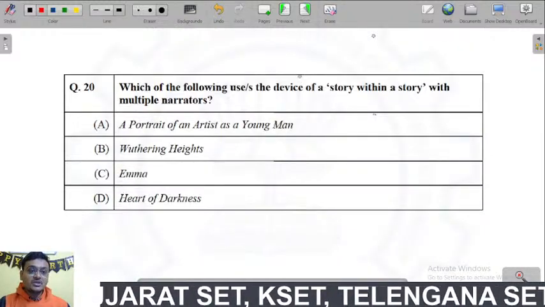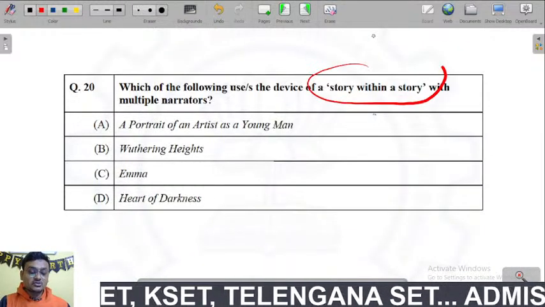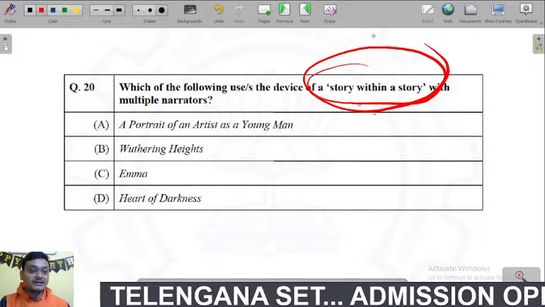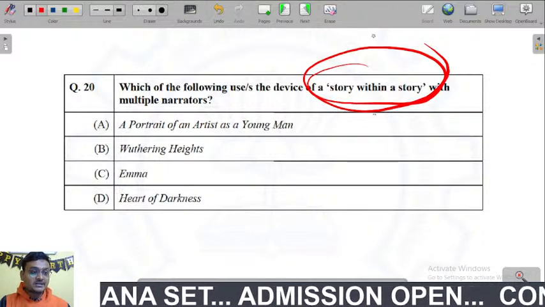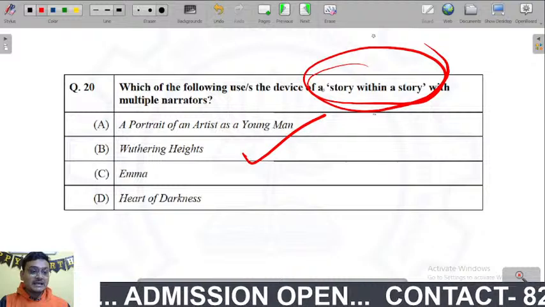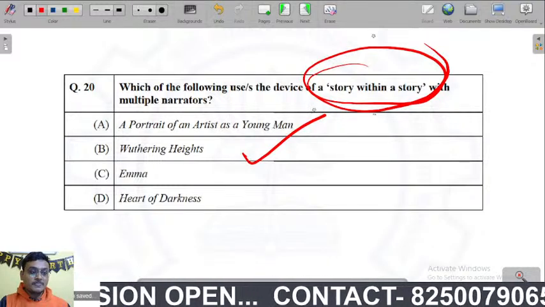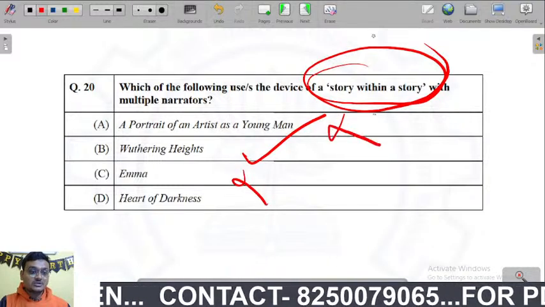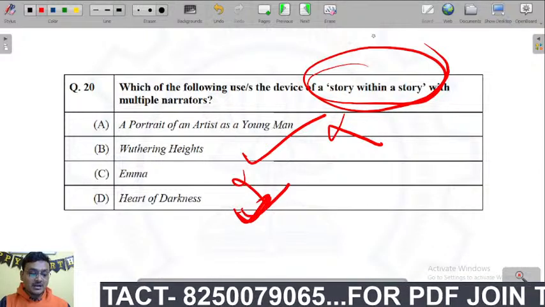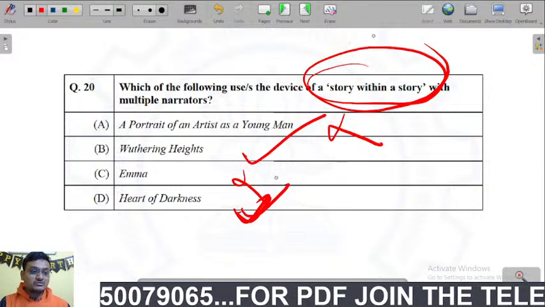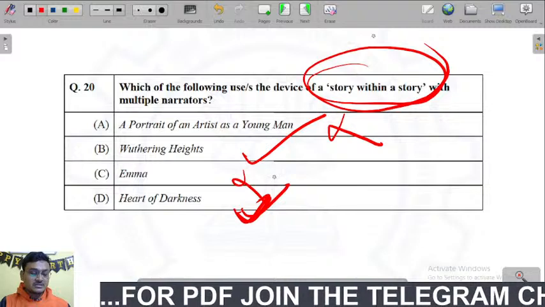Which of the following uses the device of a story within a story with multiple narrators? Wuthering Heights and Heart of Darkness? Okay, the others will not be it, Portrait of the Artist will not be it. Wuthering Heights and Heart of Darkness. So 20 is actually Wuthering Heights and Heart of Darkness as the right answer.